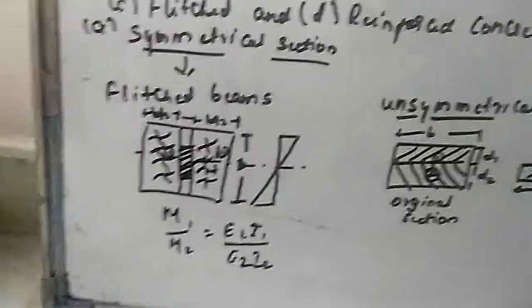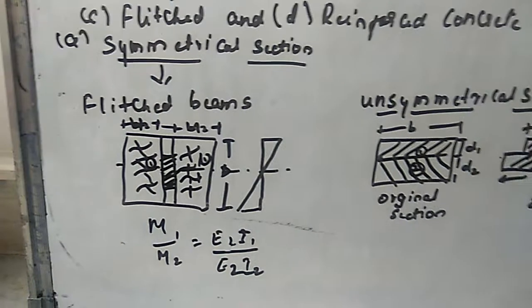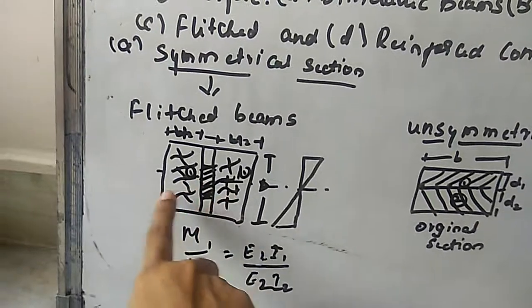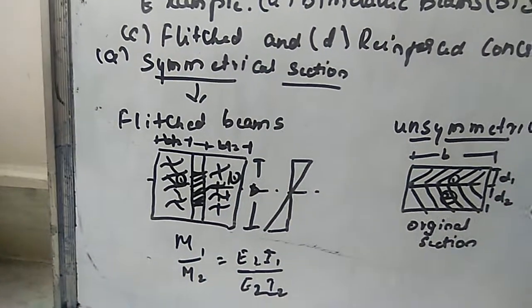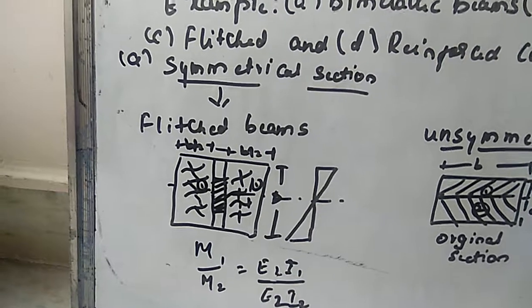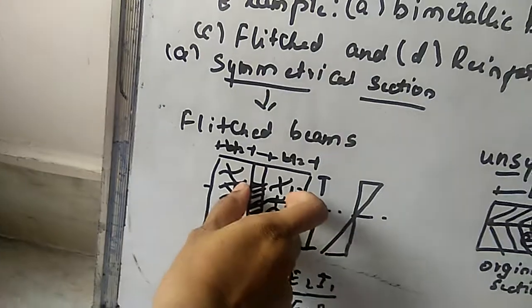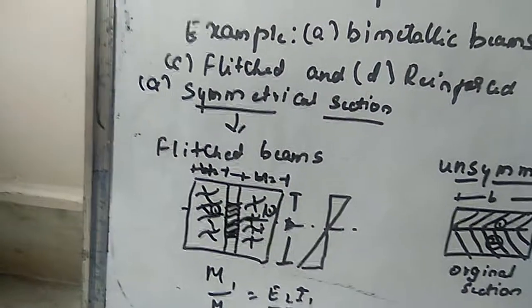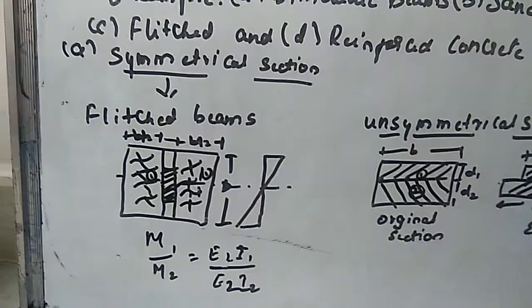If you take the symmetrical section, that will be the flitched beam. We can take the example of two timber pieces, which I have shown in the diagram: two timbers strengthened by a steel strip sandwiched between them. Such a beam is commonly known as a flitched beam.